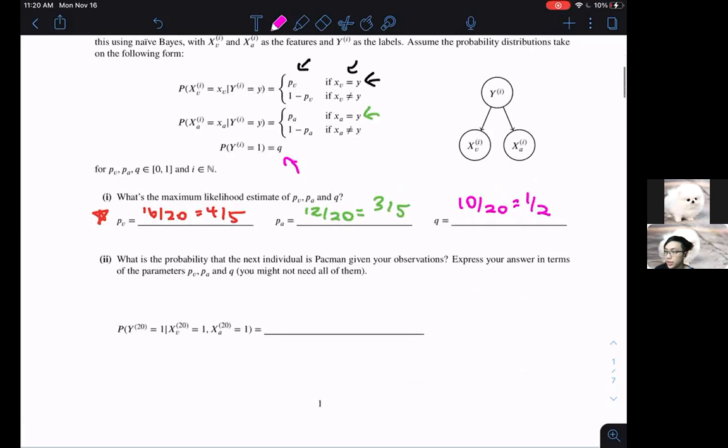All right, cool. So now the next part of this question asks us, what is the probability that the next individual is Pac-Man given your observations? And then we want to express our answers in terms of these parameters, PV, PA, and Q from the previous part.